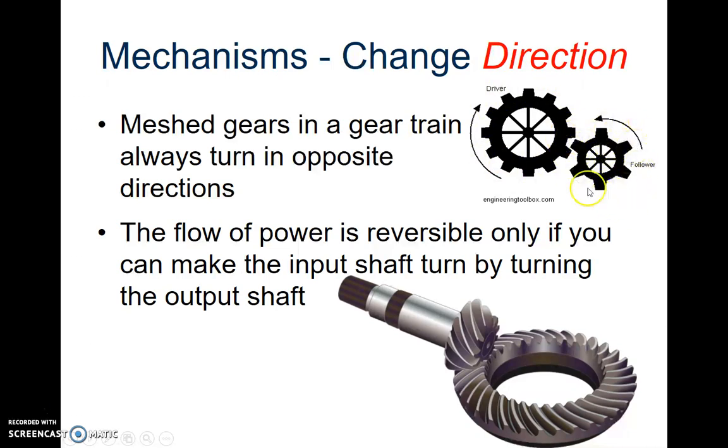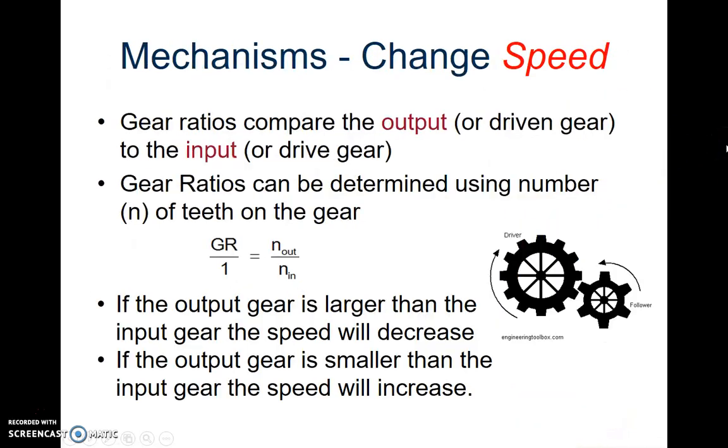The output gear or the driven gear would be the one that is turning as a result of the first gear. Okay, so it says meshed gears in a gear train always turn in opposite directions. Well, these two gears are meshed. As you can see, their teeth are between each other, so they're put together, they're meshed. And if we were to turn, let's say we had a handle on this big driver gear, if we were to turn it around in a circle, this driven gear is actually going to turn in the opposite direction. Okay, so that's how you can change direction in a mechanism.